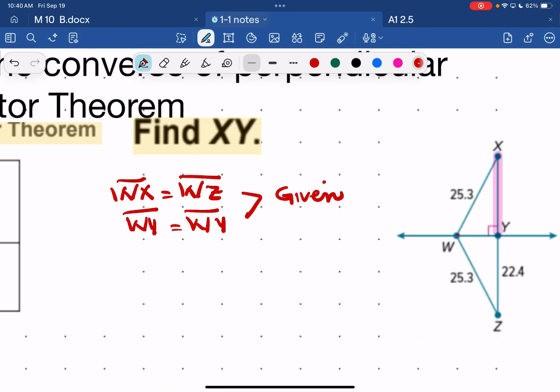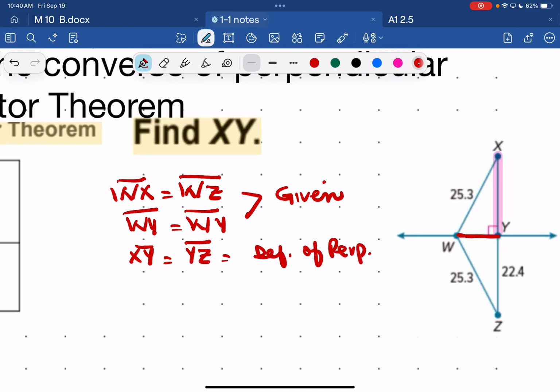We know that it is a perpendicular bisector, right? Because we are using the converse. I want to use SSS. XY is equal to YZ. It would be by? XY would be equal to YZ by the perpendicular bisector.